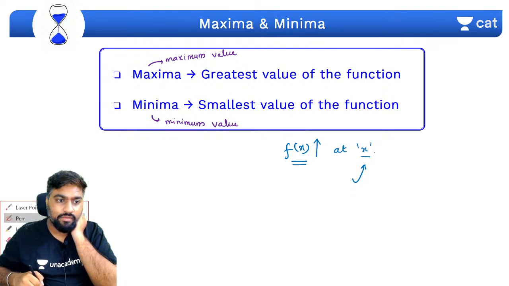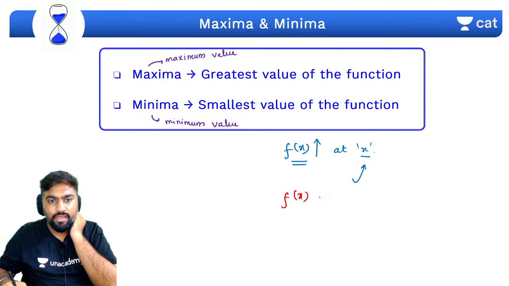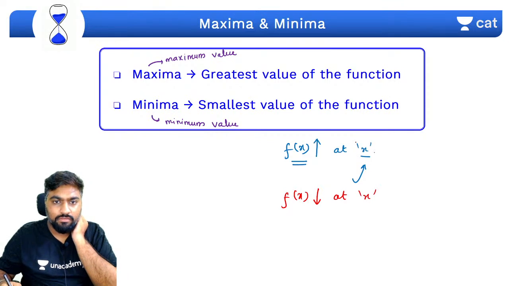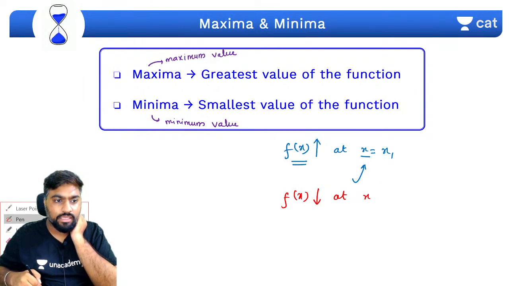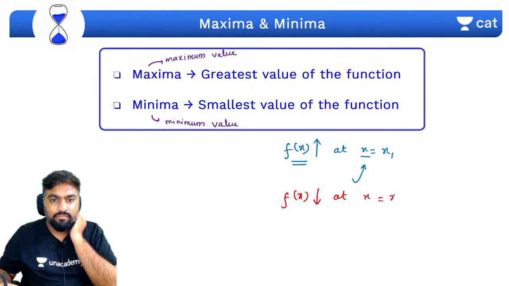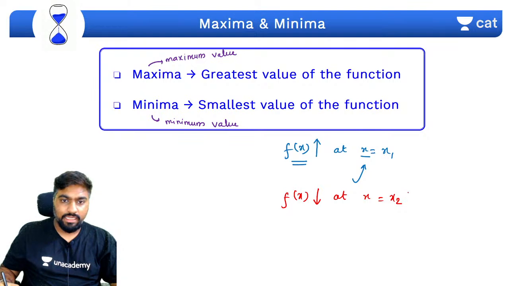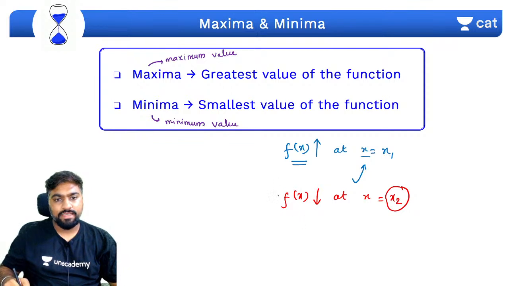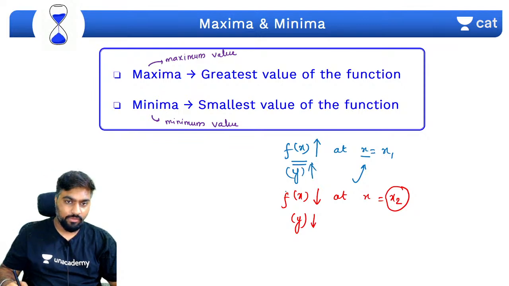And when you have to bring it to the lowest, f of x should be lowest at a particular value x. So let's say at x equal to x1, and here let's say x equal to x2. So when the function takes the value x2, the value of y, this is basically a value of y, right? The value of y is the lowest. And when you plug in x as x1, f of x or y becomes your greatest possible value, right?